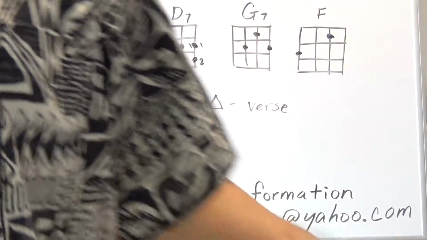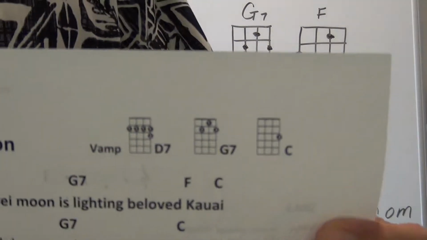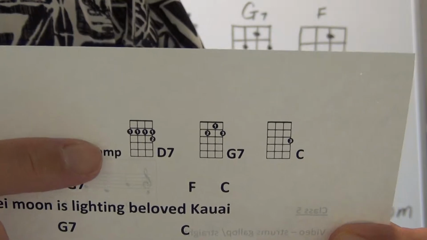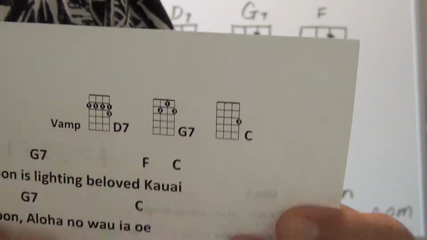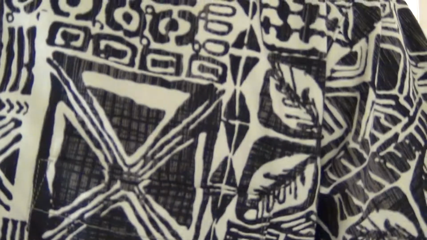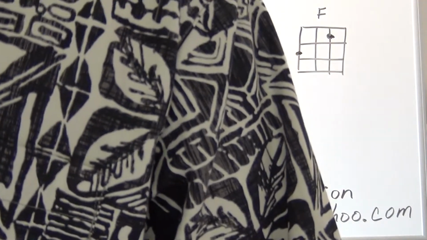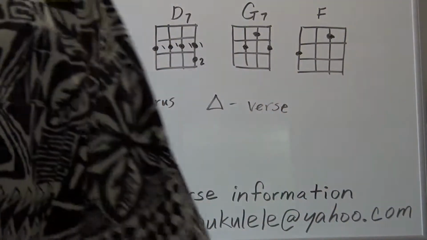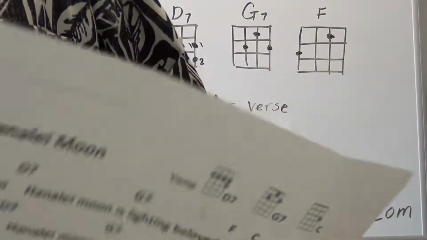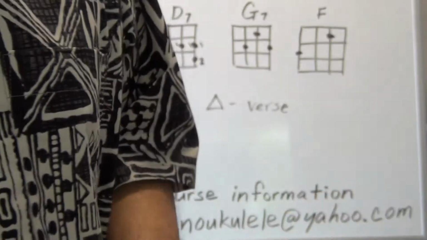Okay, at the top of your music sheet you see the word vamp, and then you see D7, G7, C. That's your vamp. Those are the chords you're going to be using for the vamp, and that was discussed earlier in a previous tutorial, so you should have already learned that. However, just to let you know, the vamp is up there in the corner of the music, and the three chords you're going to be using in the vamp.